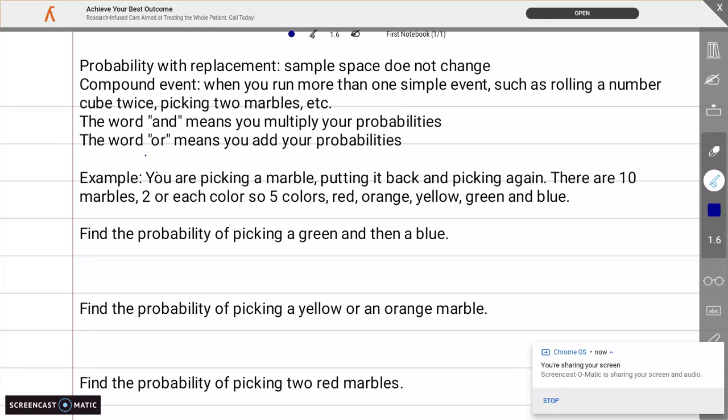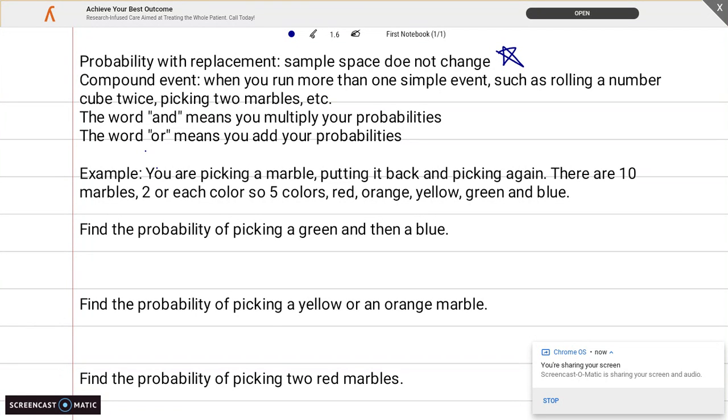So you're picking a marble, putting it back and picking again. When you are talking with replacement, your sample space does not change. I have that right up here in the corner for us to remember. What that means is when you are picking your marble, your coin, whatever it is in your probability question, you are going to put it back after you pick the first time. So in our example, there are 10 marbles in a bag, 2 of each color. There are 5 colors: red, orange, yellow, green, and blue.